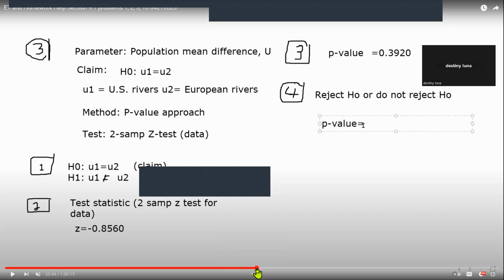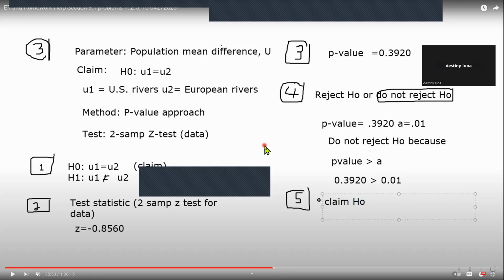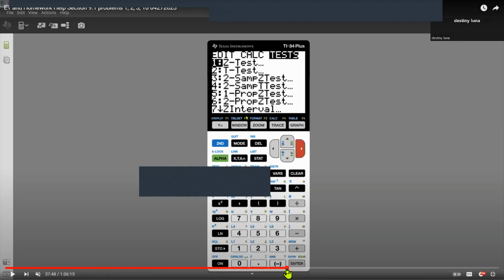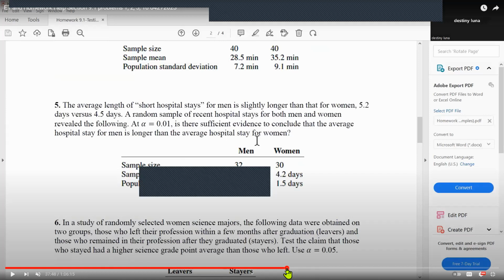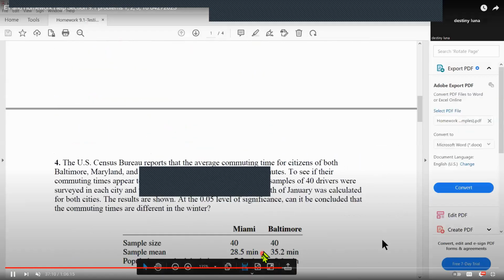So here's my note. We will solve all the assignments in the chapter, not just the section, using the p-value, okay? So all you have to do is report it. Now, this is what your hypothesis test, I think I forwarded it a little too far. Let me go back one bit here. There we go.